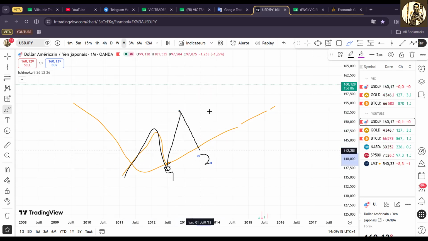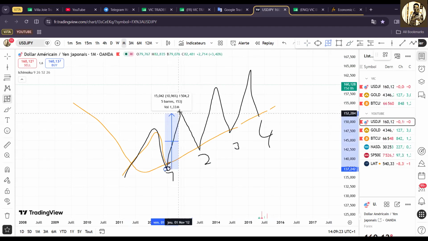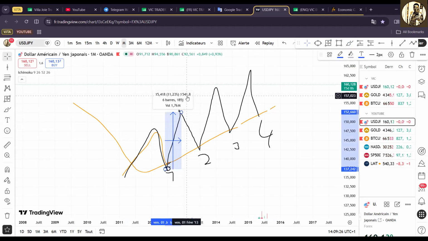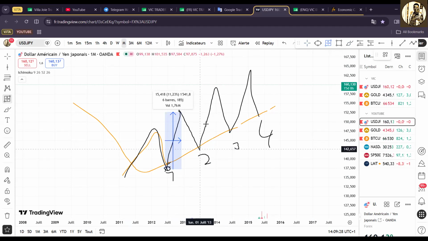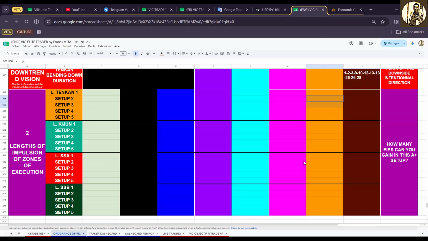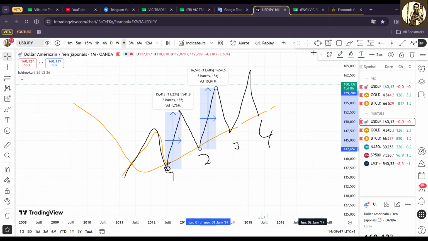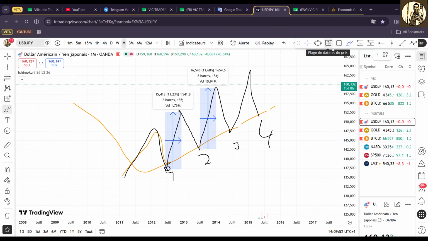Then Tenkan is touched for the second time. Then Tenkan is touched for the third time. Then Tenkan is touched for the fourth time. So you can actually take a ruler, this ruler, and then start computing the number of pips, like 1,500 pips, 1,600 pips. And this will give you an idea for the time frame where you are. We will only do monthly, but you will be doing the other time frames. This will give you an idea of the take profit that you can have for this specific time frame, so that you should not be extremely greedy. That's what we call pair knowledge.